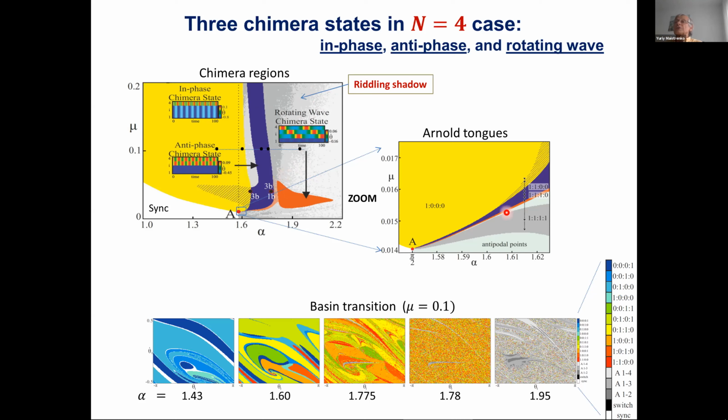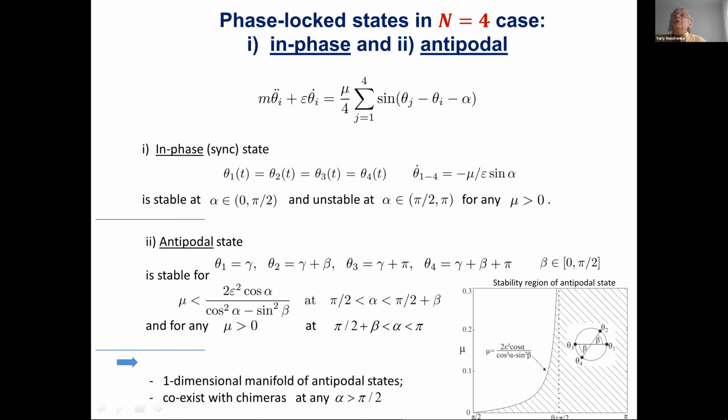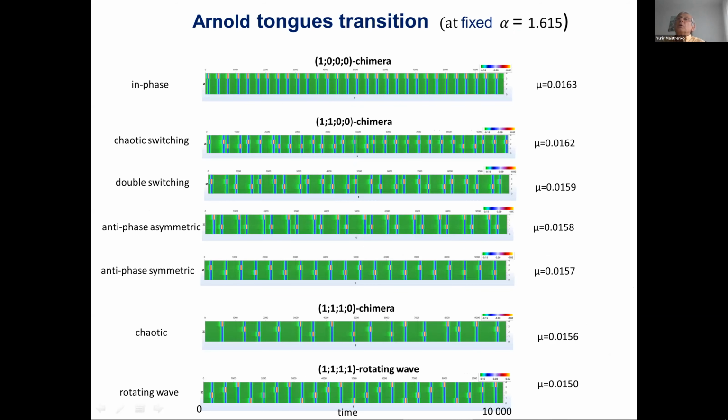So if we go through this region, moving through the region, we have first a Chimera with 1 split element, then there will be 2, and then 3, and finally we have the classical rotating wave, which is well known like the splay state, but rotating.